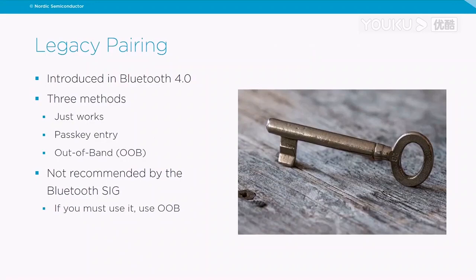You have passkey entry, where a 6-digit value is shared between the devices using their I/O capabilities, so typically a screen and a keypad. And you have out-of-band, where encryption keys based on data transferred by other means are used to encrypt the link. The typical one here is using NFC. Legacy pairing is not recommended by the Bluetooth SIG to use, but if you must use it, you should use out-of-band.